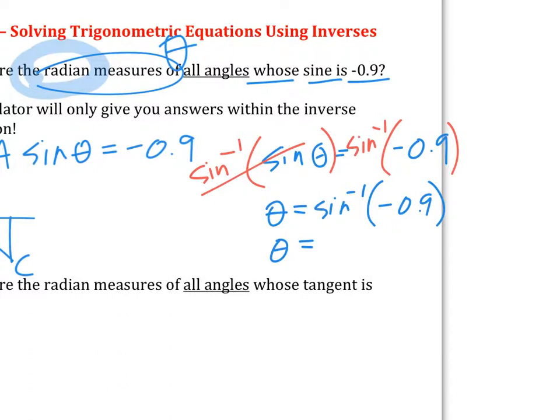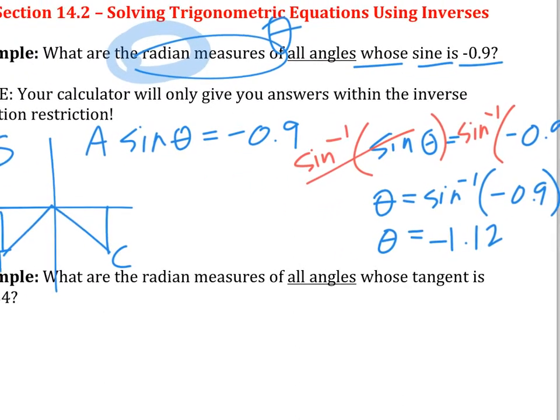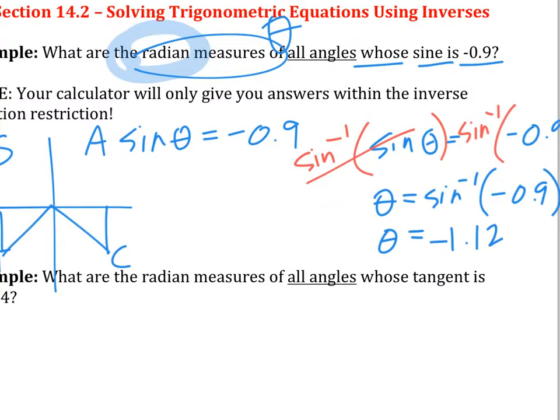All right, what answer did you get? Okay, 1.12 is good. Where is negative 1.12 on your chart? Because you're supposed to get two angles. Obviously, we only saw one from our calculator. So where is negative 1.12? Which one? The third quadrant one or the fourth quadrant one? Third. Talk to your partner. Third or fourth? How do you know?